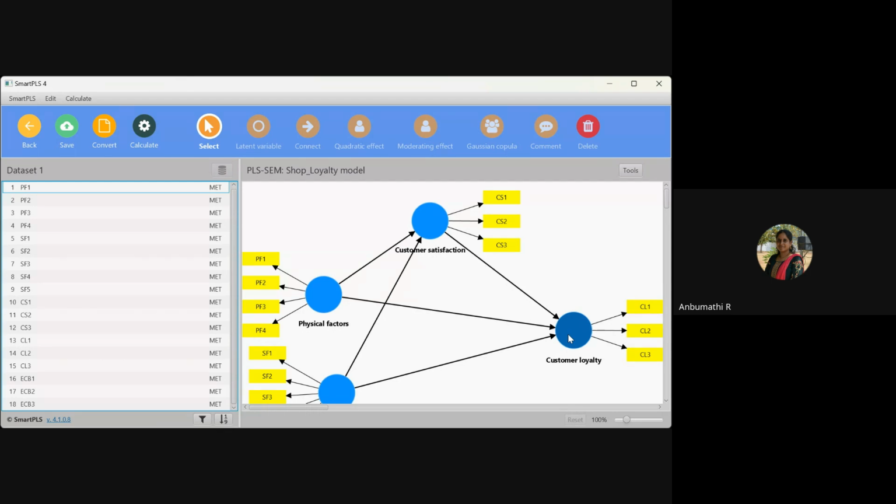Okay, so that's all. Our model is ready. How is the model ready? It means that all the latent variables are satisfied, everything in blue color. So it shows that the model is ready. Everybody is on this stage.